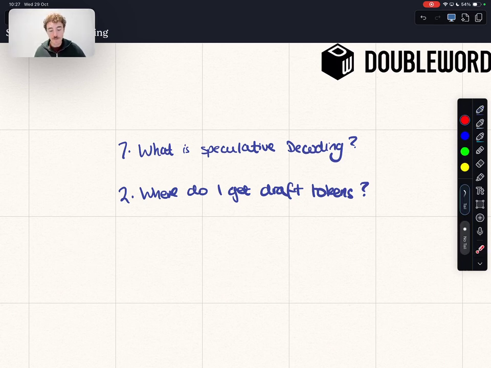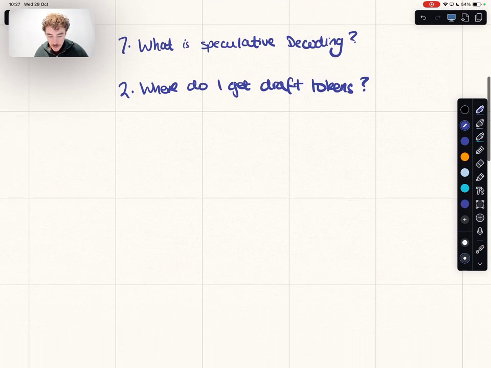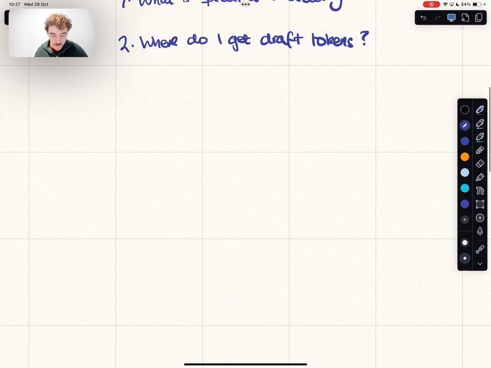Speculative decoding is an inference optimization technique that has got a lot of attention over the last couple of years since it was released for its ability to accelerate the inference of large language models. Today we're going to discuss what it is, how it speeds up language models, and considerations for where you find the draft tokens. The phrase draft tokens is something you'll become familiar with by the end of this video. So let's tackle the first question: what is speculative decoding?